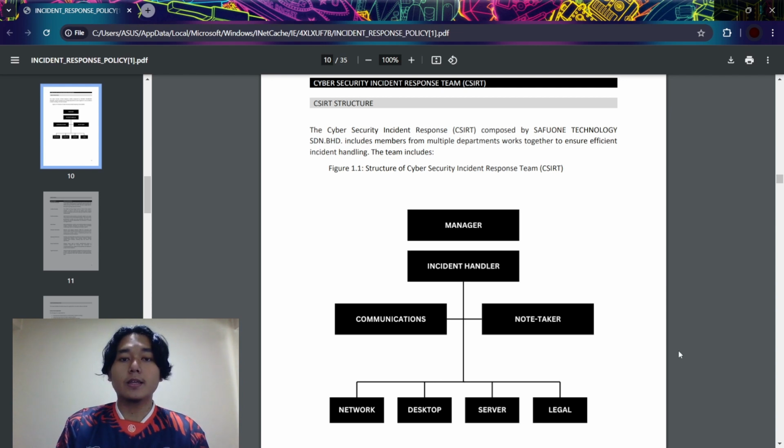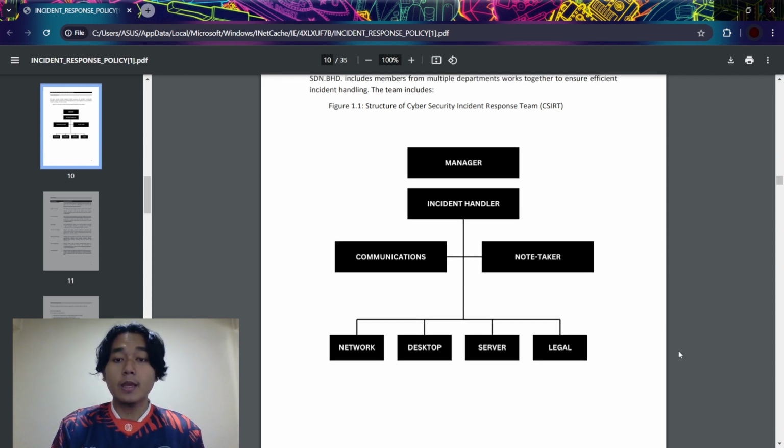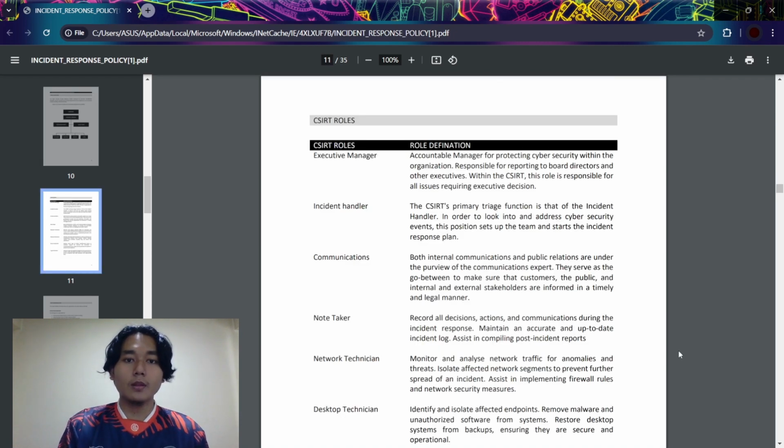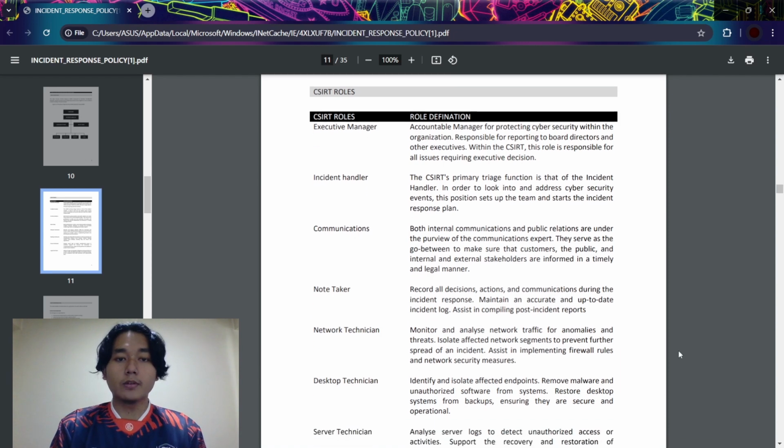The Cybersecurity Incident Response Team, composed by Safuone Technology Sdn Bhd, includes members from multiple departments who work together to ensure efficient incident handling. The team includes the manager, incident handler, communications, note taker, and the four below: network technician, desktop technician, server technician, and legal technician. Okay, we go to their roles.